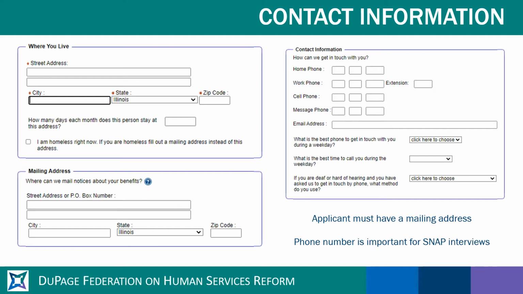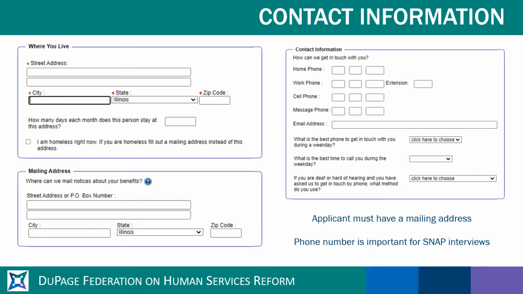If they're homeless, you will mark that, but if someone is homeless, they still need to have a mailing address. That mailing address could be your organization. It could even be their local DHS office, which is known as a Family Community Resource Center, or FCRC for short. But they have to know to go and pick up the mail.